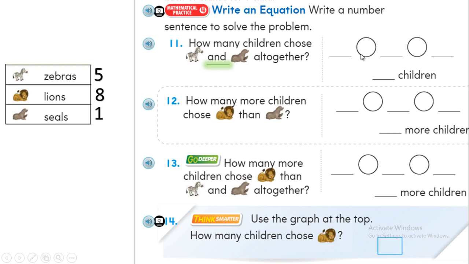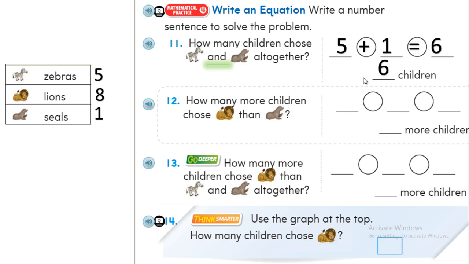So which keyword we have it here? And. So what's the operation here? Adding. Let's see what 2 numbers we're going to add. Let's take them from the box. Zebras and seals. Zebras are 5, seals are 1. 5 plus 1, it equals 6. So how many in all? 6 children. We finished problem number 11. Let's move to number 12.